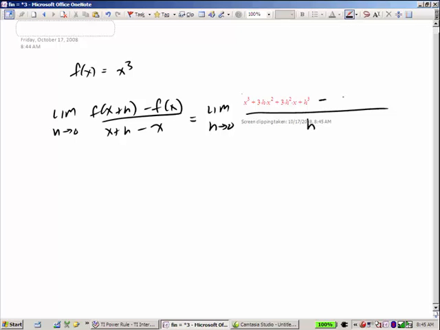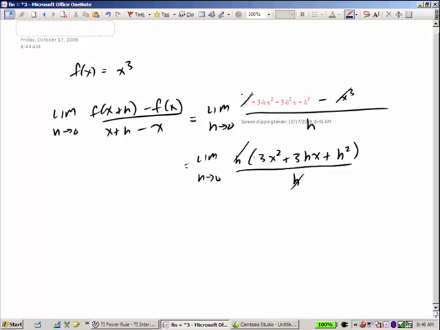So, and then minus x cubed. Let's look for patterns that happen. The first thing that happens, the x cubes go. The next thing that happens, what can I do? Take out an h. So that's an important pattern to remember. We can take out an h, and when we take out an h, we're left with 3x squared plus 3hx plus h squared. What's the only term that doesn't have an h in it? Okay, the first term. And as h goes to 0, we're left with 3x squared. All right, that's the pattern.